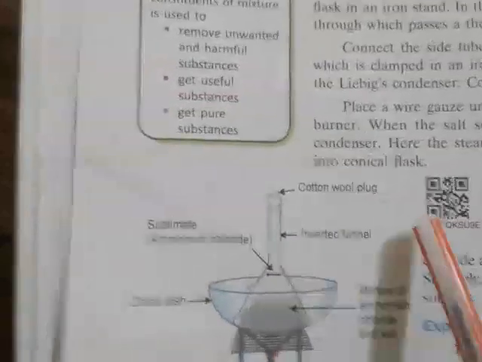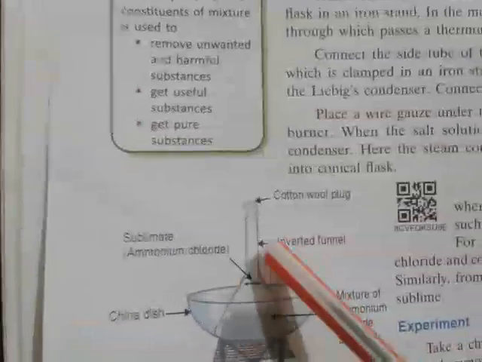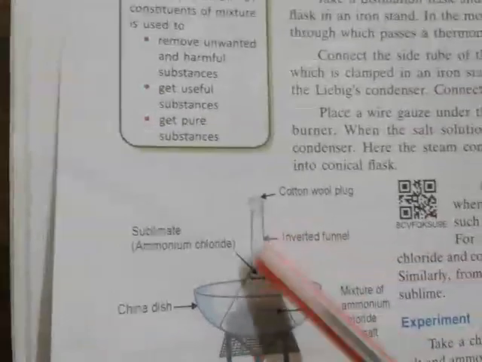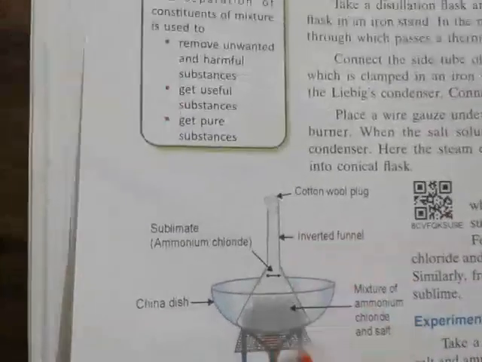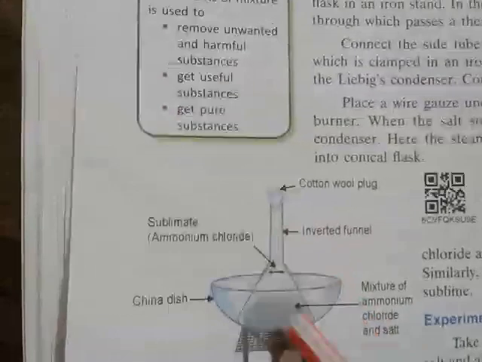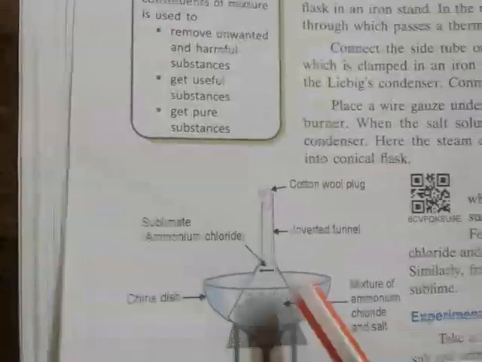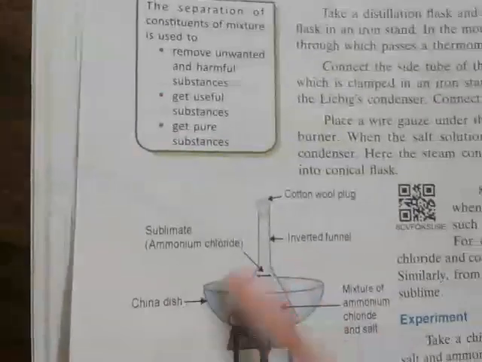And when the gaseous substance contacts the cool air, it turns into the solid state. That solid substance will stay in this zone, and the solid sodium chloride is left here. So we can easily separate the ammonium chloride and the sodium chloride. This process is called the sublimation process. I have already told you the experiment.